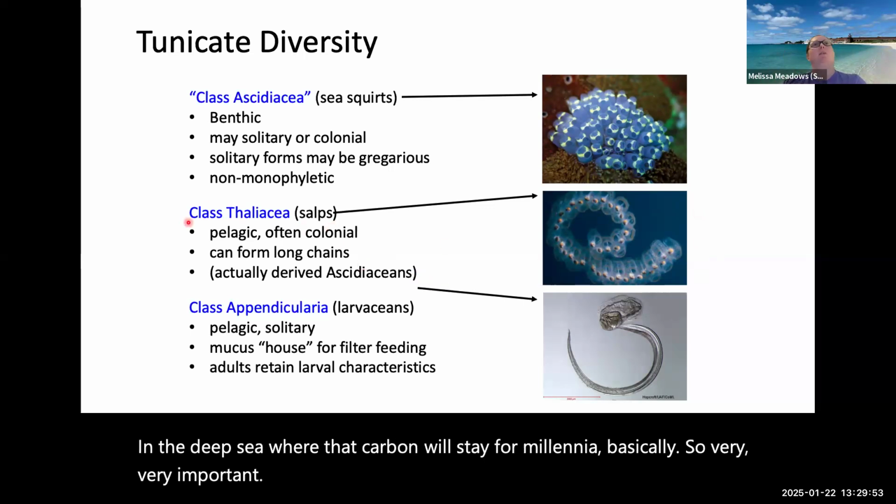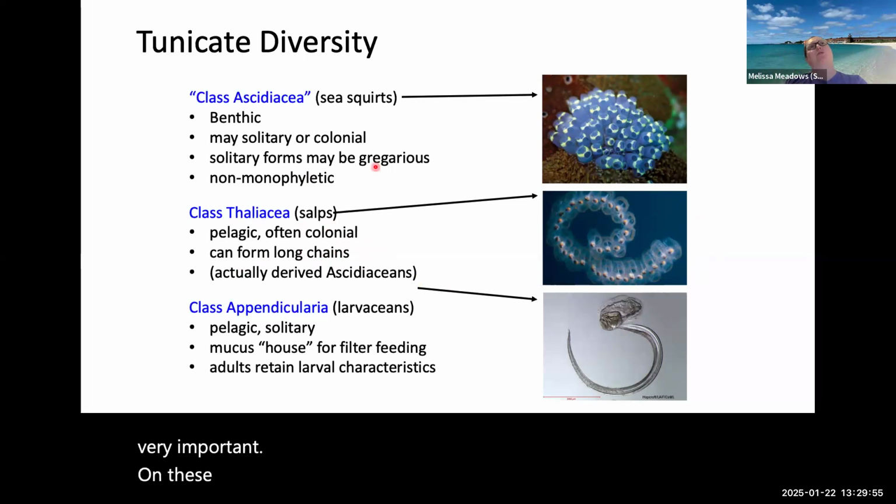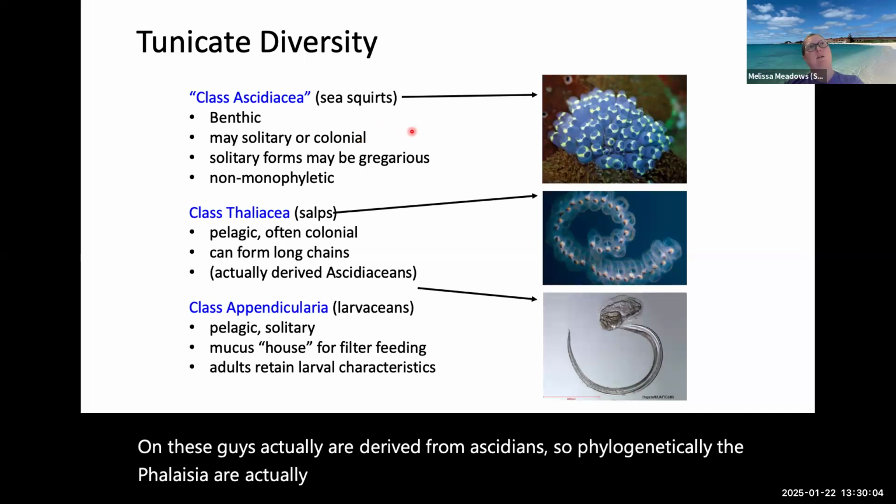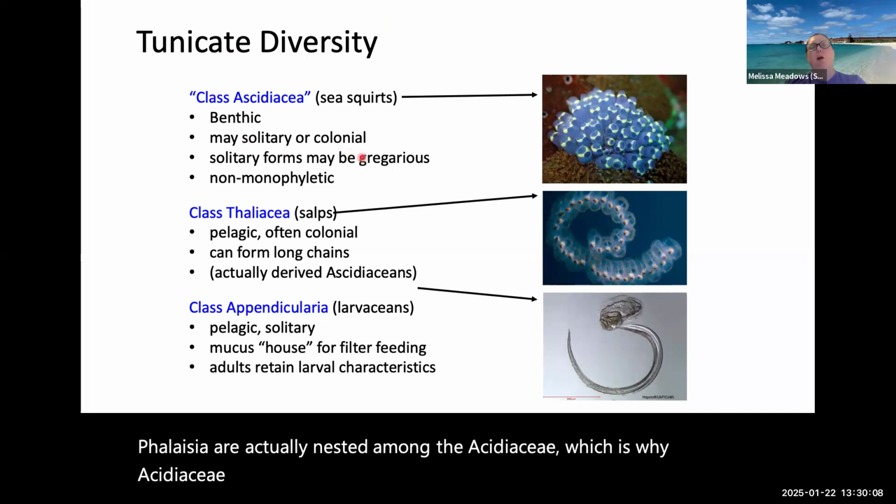These guys actually are derived from ascidians. So phylogenetically, the Thaliacea are actually nested among the Ascidiacea, which is why Ascidiacea is actually a polyphyletic group, or sorry, a paraphyletic group.